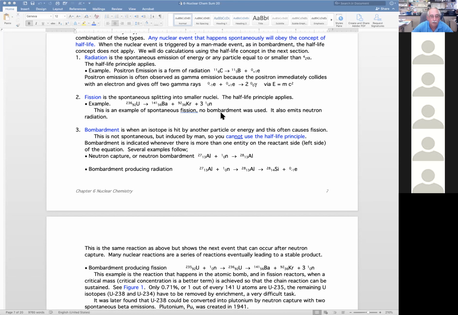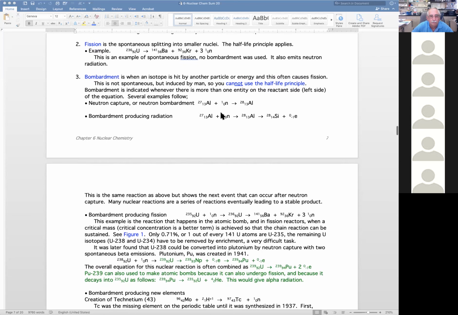And the next one is bombardment. This is when an isotope is hit by another particle or energy. This often causes fission. It is not spontaneous. It's induced by man, so you cannot use the half-life principle.